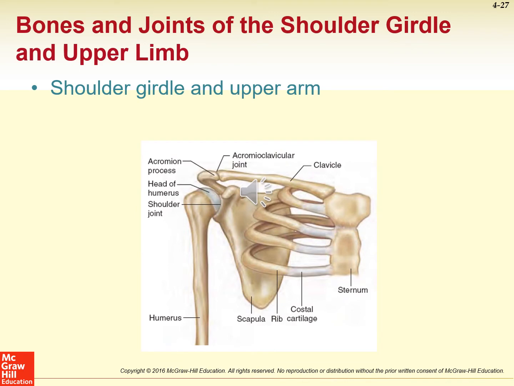The humerus comes from Latin for shoulder. The clavicle comes from Latin for collarbone. The scapula comes from the Latin for shoulder blade. So where's the shoulder joint? Okay, so it's between the humerus and the scapula, and it's known as a ball and socket joint.